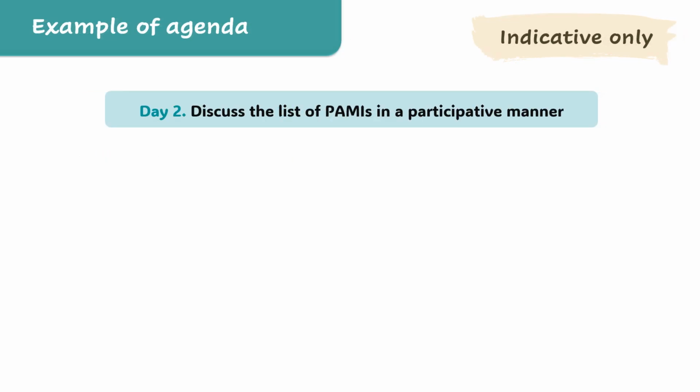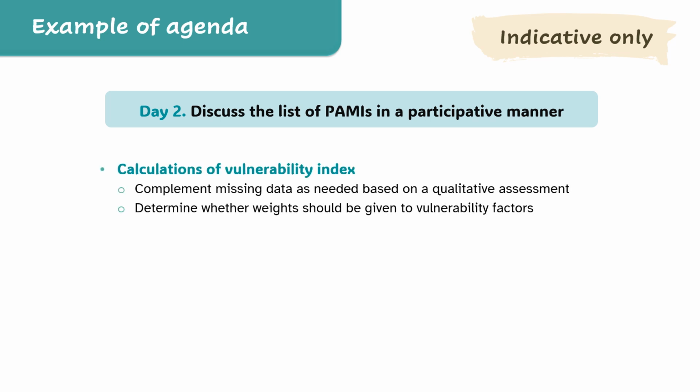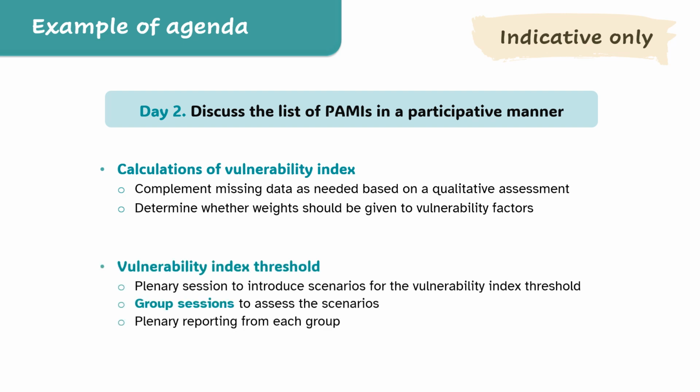The focus of the second day can be on discussing the list of PAMI in a participative manner. This includes finalizing calculations of the vulnerability index by complementing any remaining missing data based on a qualitative assessment building on participants' knowledge and determining whether any weights should be applied to some vulnerability factors in the calculations. To discuss how to set the vulnerability index threshold, different scenarios can be outlined in a plenary session. Then, these scenarios can be discussed in group sessions.